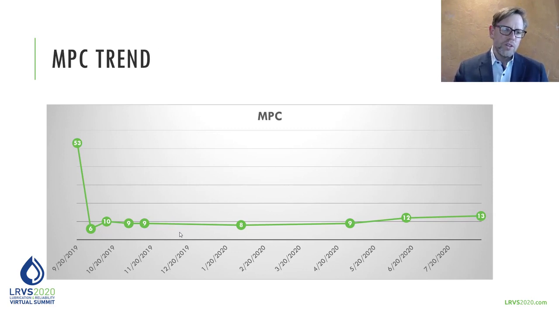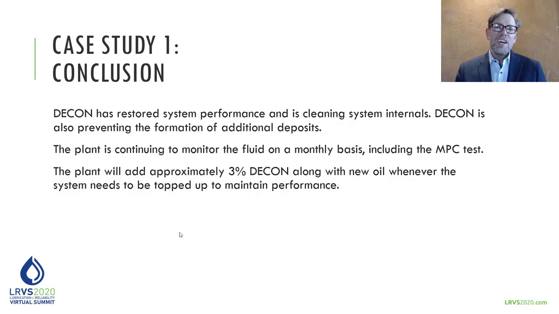So just a trend of how this looked over the last several months. The varnish potential in the first week went from an MPC of 53 down to 6, and has been maintained ever since at less than 15, so in the normal range. So I think that was a good case study, and certainly a lot more efficient than adding filtration technologies on, and it worked very well in this case.